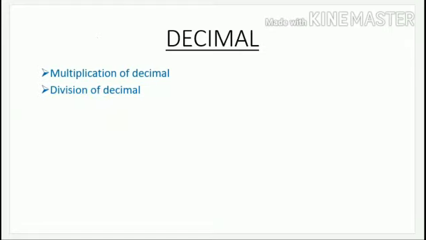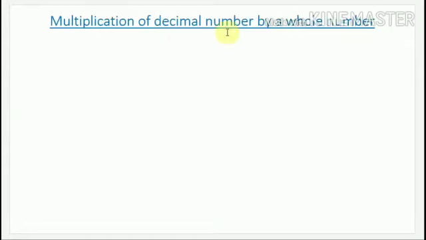Okay, let's move. So here, multiplication of a decimal number by a whole number. In this, let's take the example 3.5 multiplied by 3. So this is the decimal number and this is the whole number.